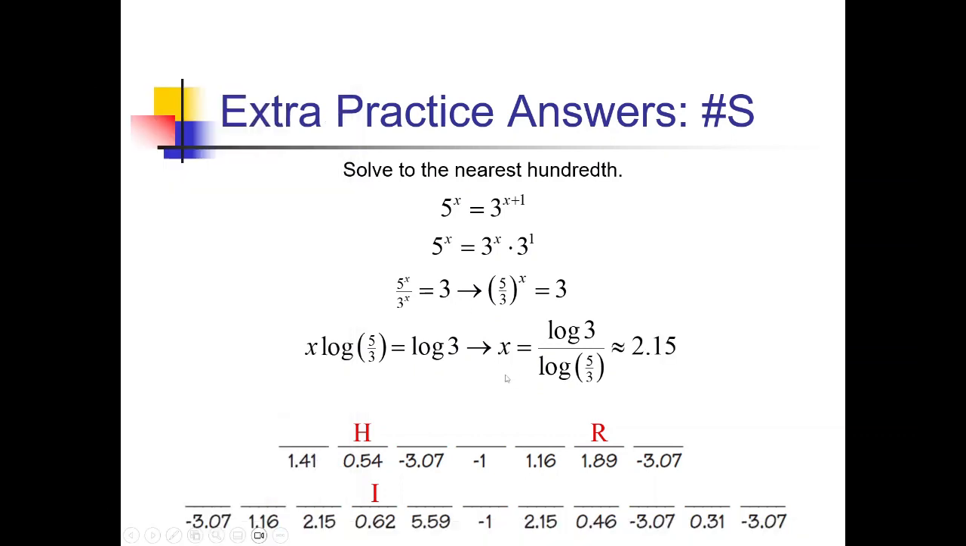So 2.15, that's going to be one of those right here. So there's an S. And do I have any more? Oh, yep, there's another one. So S there as well.